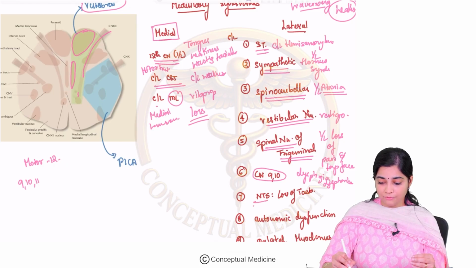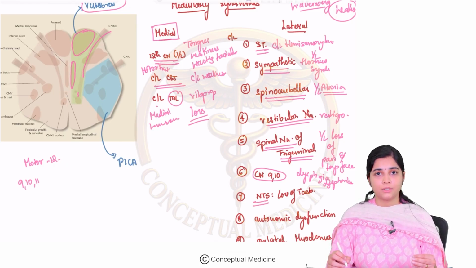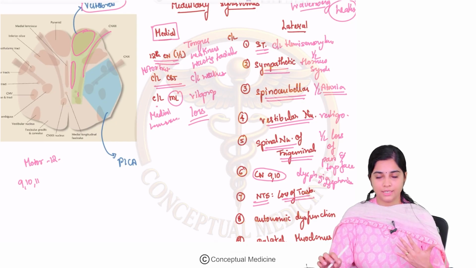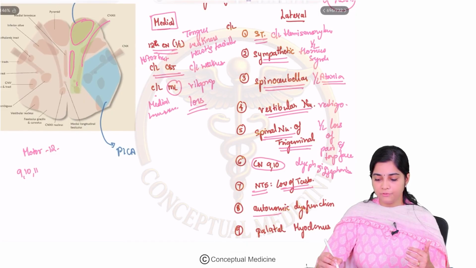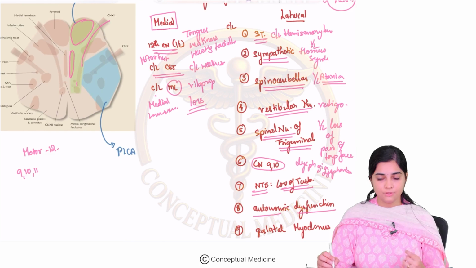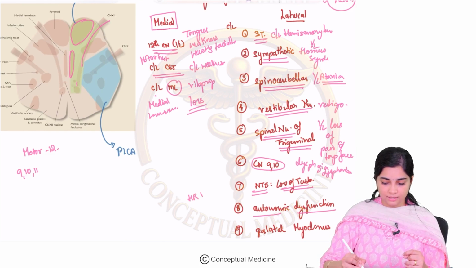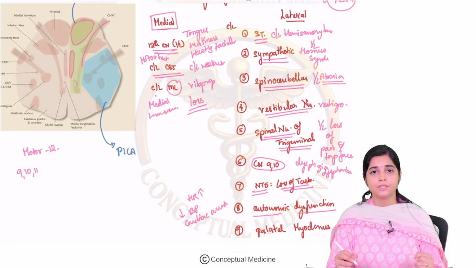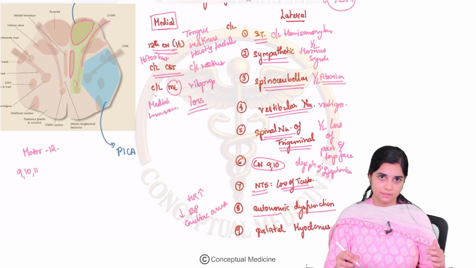Then there can be involvement of the nucleus of tractus solitarius, which is also present in the lateral aspect of the medulla, resulting in loss of taste sensation. There can be severe autonomic dysfunction in Wallenberg syndrome, resulting in resting tachycardia, and there can be a sudden precipitous drop in the blood pressure, and you can have a sudden cardiac arrest. There can be sudden respiratory depression, sudden drop in blood pressure, tachycardia, sudden cardiac arrest.